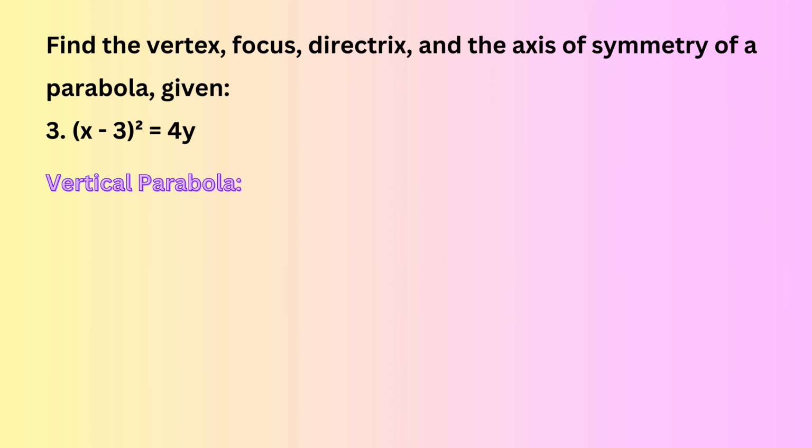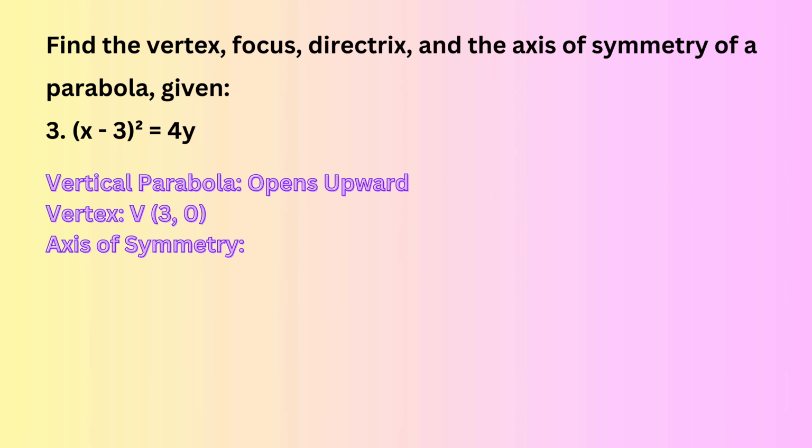To start, this is a vertical parabola, because we have x minus h as squared. Our 4c is 4, because it is the coefficient of y. And because it is positive, it means that the parabola opens upward. Our vertex, with the values of h and k, would be 3, 0. The axis of symmetry is x equals 3.